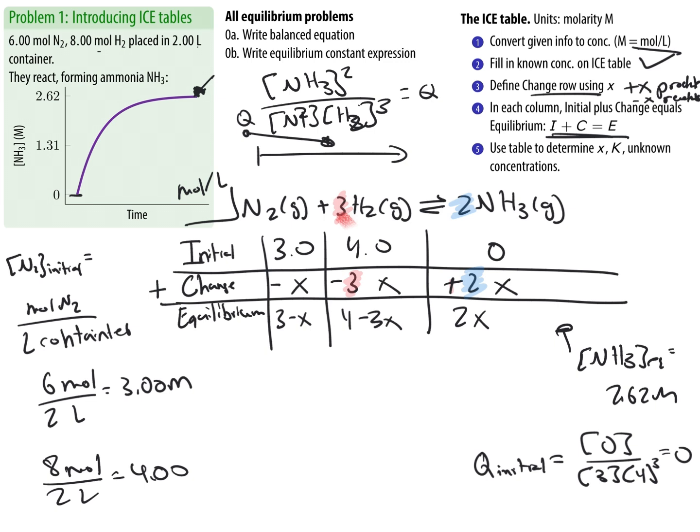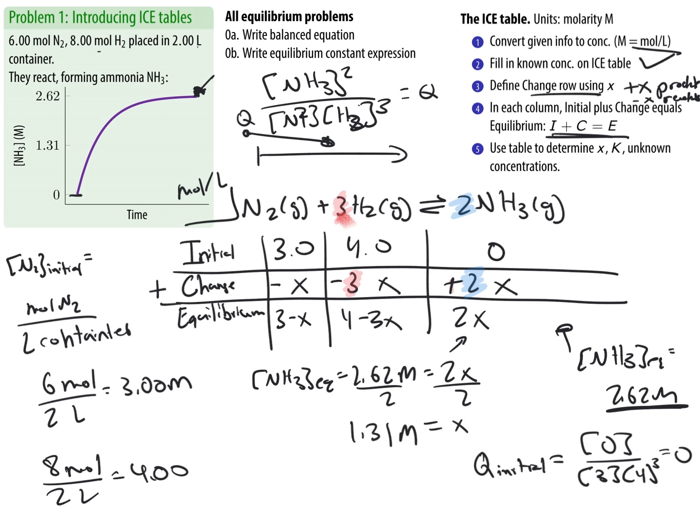Now, at this point, I can use the table to determine X, K, any of my unknown concentrations. That's where this given information is really useful. From this row of the table, I now know that NH3 at equilibrium is equal to 2.62 molar, but it's also equal to, according to this entry in the table, 2X. So I can divide both sides by 2 and get X is equal to 1.31. The units are molar, moles per liter.